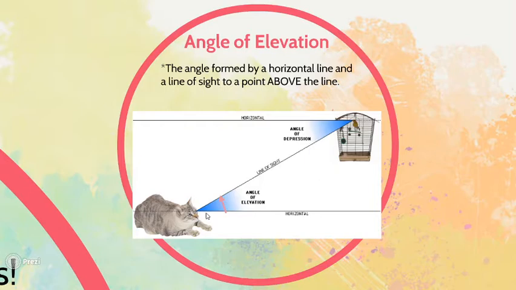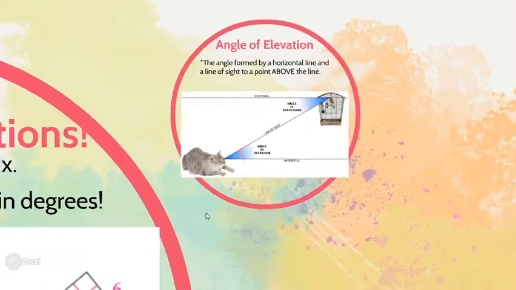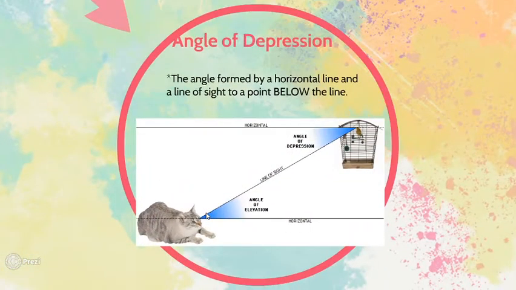Okay? Now, conversely to this is the angle of depression. So the opposite of angle of elevation is the angle formed by a horizontal line and a line of sight to a point below the line. So the angle of depression, okay, is created by a horizontal line and then a line that is below the horizontal line.